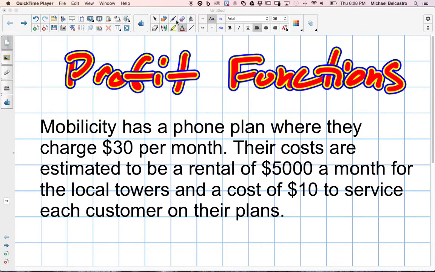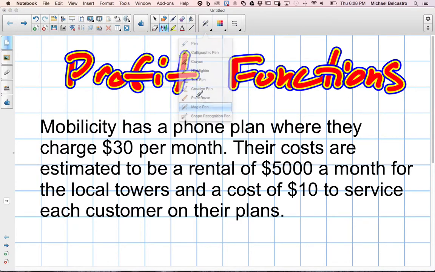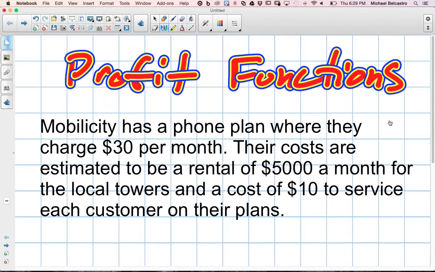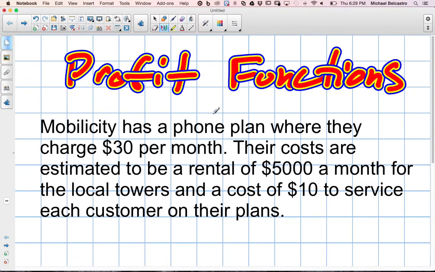So we're going to look at a profit function, and this profit function really has to do with sum or difference of functions. Okay, so we're going to take a look at this question. We're going to try to build a revenue and a cost function for both of them and put it together to build a profit function. So we have to do quite a bit with the functions themselves. So let's read through it very quickly.